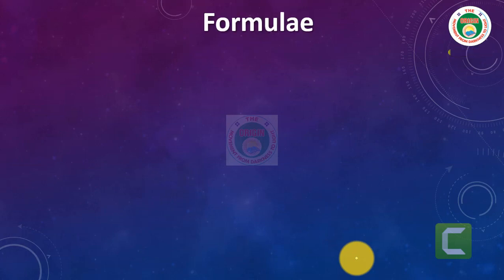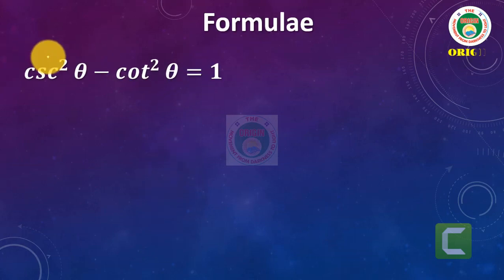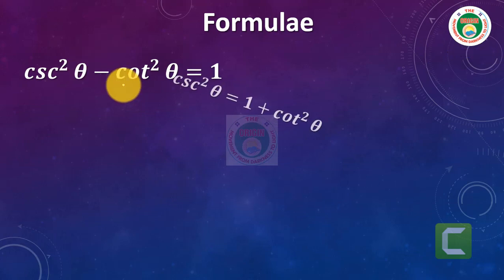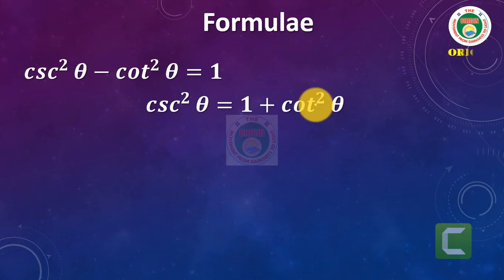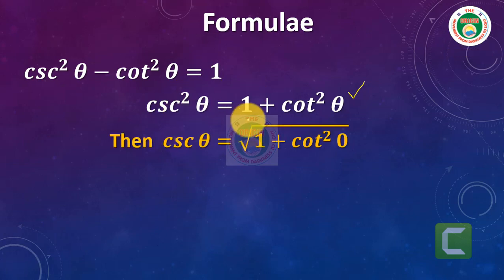And third one, relationship between cosecant and cot. First one sine and cos, second one secant and tan, and third one cosecant and cot, that is cosecant square theta minus cot square theta equal to 1. Same, cosecant theta in terms of cot, that is cosecant square theta equal to 1 plus cot square theta, then square converted into square root, cosecant theta equal to square root of 1 plus cot square theta.